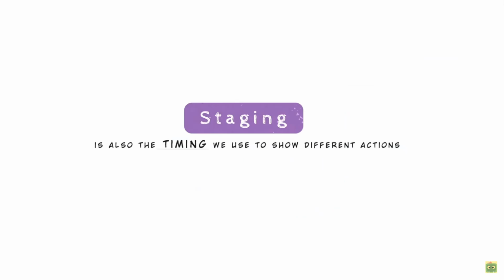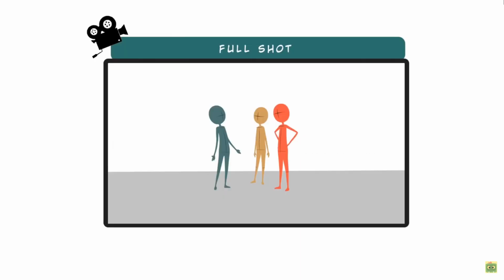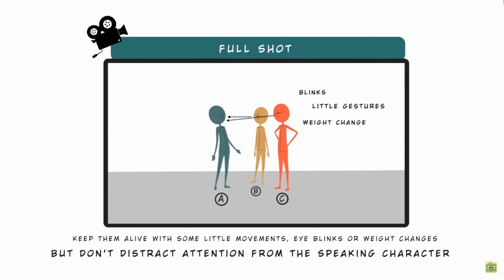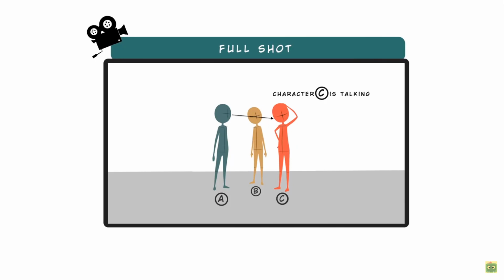Staging is also related to the timing we choose to show different actions. If we have a group of characters talking, they will not talk all at once. When one is talking, the others are listening, and make them look at that character in order to lead the user's eye to the character speaking, but keep them alive with some little movement, like an eye blink or just a change in weight, but don't add a big gesture that could move the attention from the main character. When another one starts to speak, all the others move their attention in that direction, and so does the user. Now the attention moves to this new character.